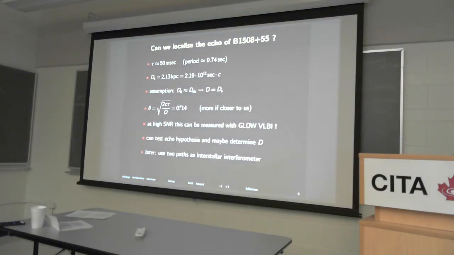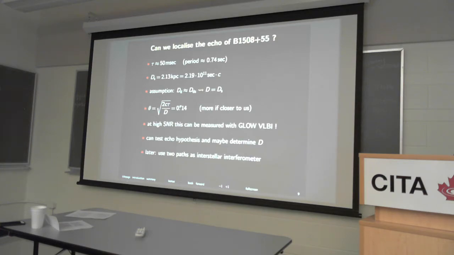where I made an estimate of how large this offset on the sky should be. So we know what the delay is. We actually know pretty well where the pulsar is. It's at 2 kiloparsecs distance. And just assuming that the scattering is happening in the middle between there and us, we can estimate the deflection on the sky. And this would then be something like 0.14 arcseconds, or more if the screen is closer to us, less if it's further away.